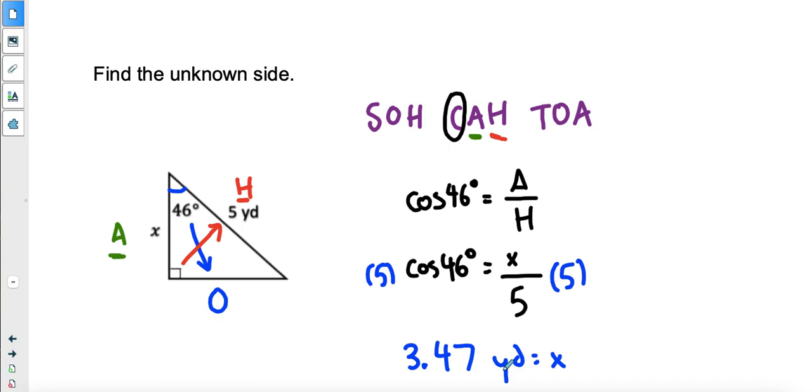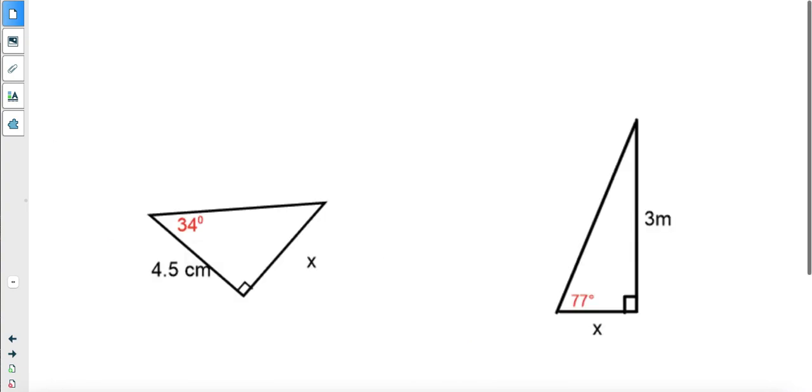So all we need to do when we're using SOHCAHTOA to find the missing side of a right triangle is label the sides, right? We labeled the sides of this triangle, and then we used that to figure out whether we needed to use sine, cosine, or tan. Let's do a couple more examples.